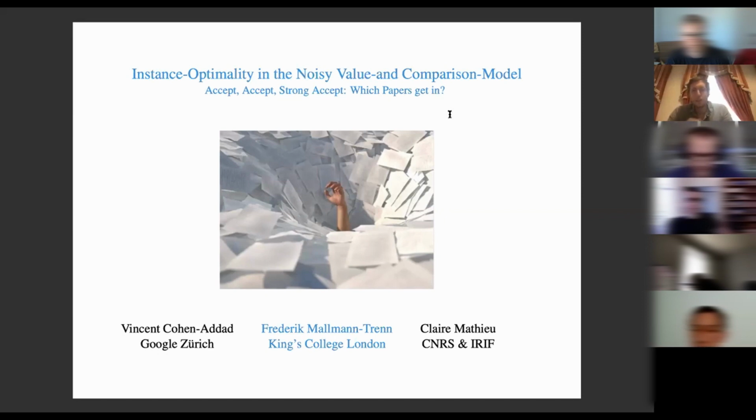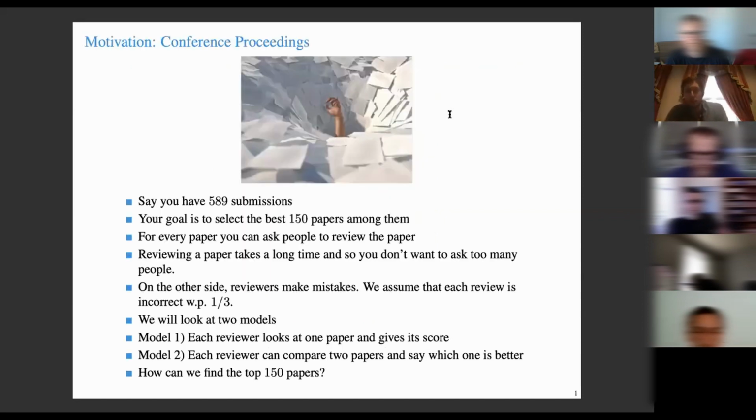Okay, so let's say you have 589 submissions and you are the PC chair, and your goal is to select the best 150 papers. You don't have space for more, you want exactly 150 papers. And what you can do is you can ask people to review a paper. So you essentially ask reviewers to look at papers and tell you what they think about it.